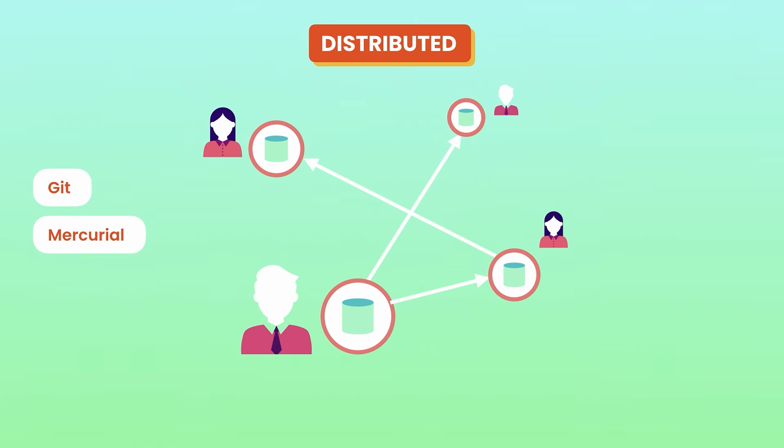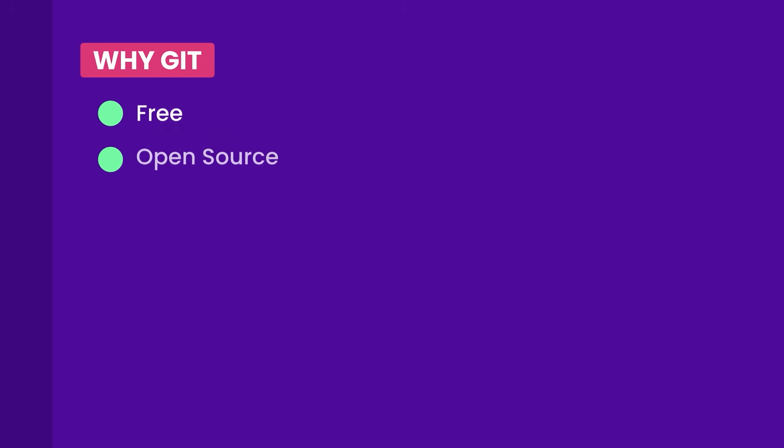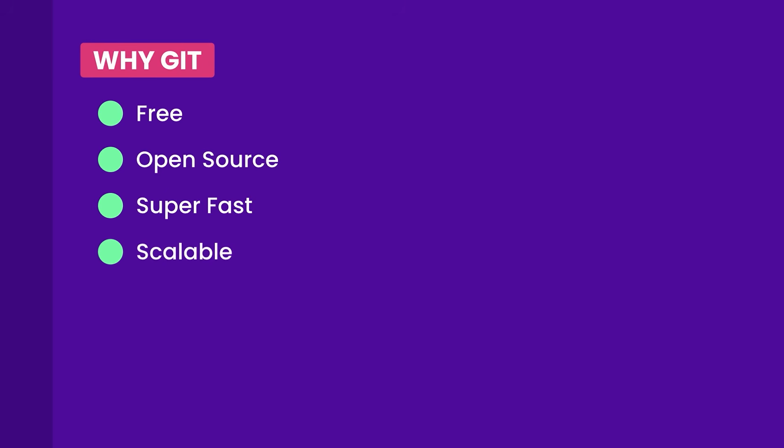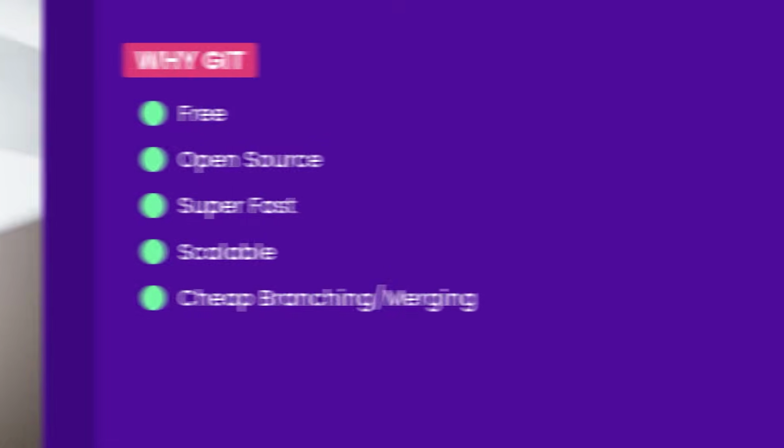Out of all these, Git is the most popular version control system in the world because it's free, open source, super fast, and scalable. Operations like branching and merging are slow and painful in other version control systems like Subversion or TFS, but they're very fast in Git. We'll talk about this later. So Git is almost everywhere. More than 90% of software projects in the world use Git.